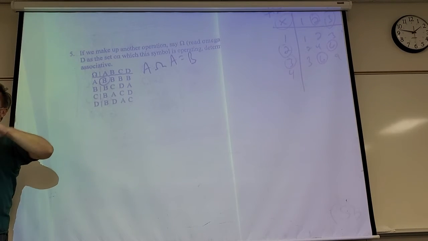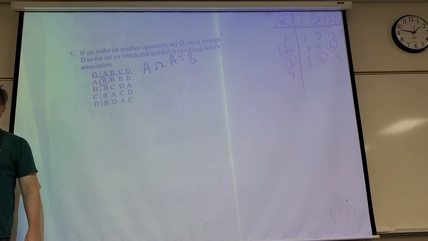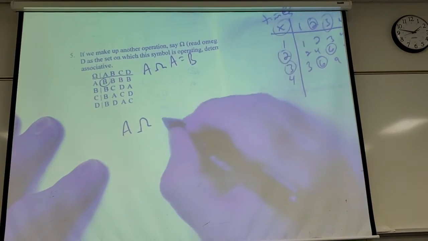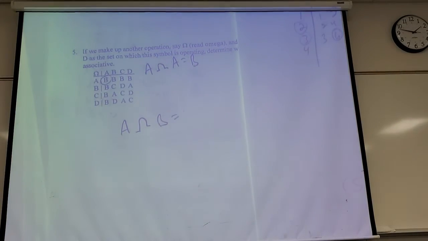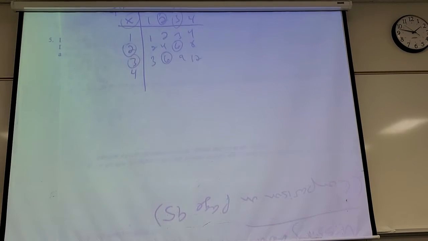Now think about this. How would you show that it's not commutative? What would you have to show? Here, let's do this one together. What is A omega B? But wait, how does A omega A get B? I don't understand. All right, help me out. What does that table say? What is 2 times 3? 2 times 3 is 6.